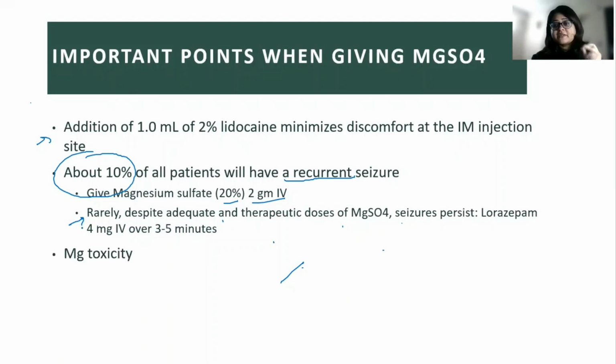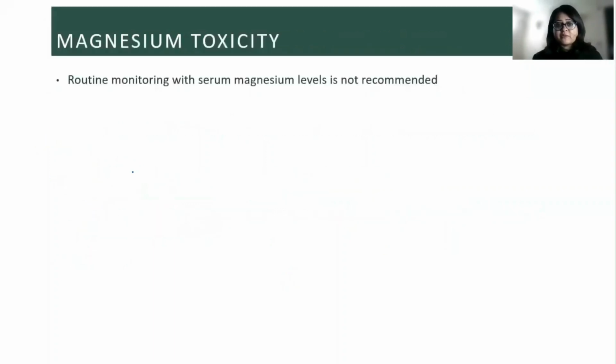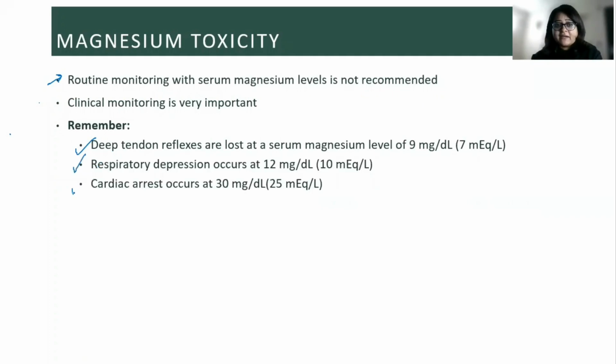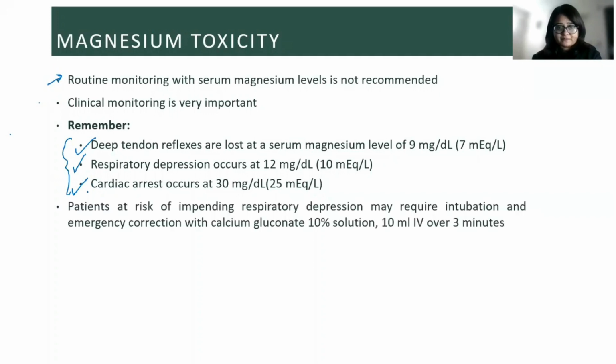Okay, also look for signs of magnesium toxicity. I've already told you the clinical monitoring, we do 3 things: respiratory rate, urine output, and DTRs. Routine monitoring with serum magnesium levels is not recommended. As I said, clinical monitoring is found to be equally effective. But if you do serum monitoring, then I'll just let you know what the values are. So remember, DTRs are lost at a serum magnesium level of 9 milligram per deciliter. Respiratory depression occurs at 12 milligram per deciliter, and cardiac arrest occurs at 30 milligram per deciliter. So if you are getting serum magnesium levels checked, you should know the cutoff values.